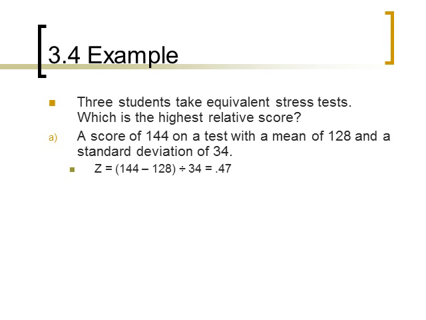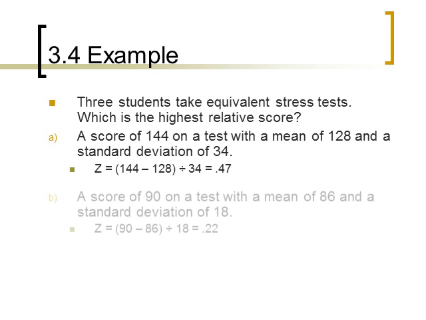What we want to do first when we're asked to determine who has the highest relative score is the z-score conversion. So this student would be 144, his score, minus the mean, 128. Notice that's in parentheses, so if you're using your calculator to type this in one step, you do need to put that in parentheses. Then we divide that by the standard deviation, which is 34. We get that this student had a z-score of 0.47.